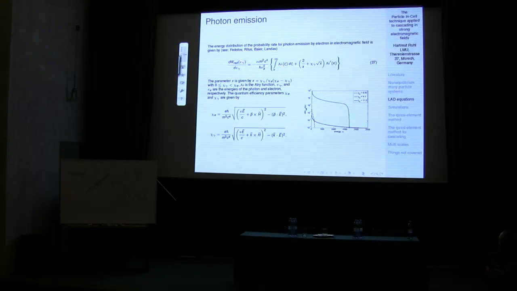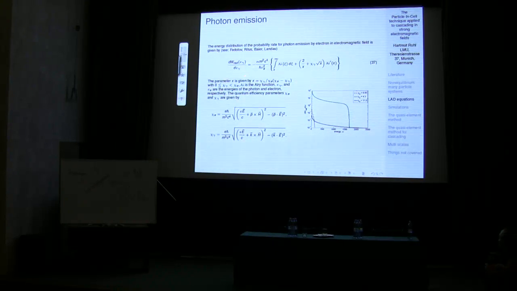This radiation transition rate depends on a few flow parameters. This index is parameter x, here in the integration, at the integral. And x is a combination of two so-called quantum efficiency or Ritus parameters, chi gamma and chi e. For the radiation emission, chi gamma ranges from 0 to chi e, which is about the energy of the electron or positron that radiates.